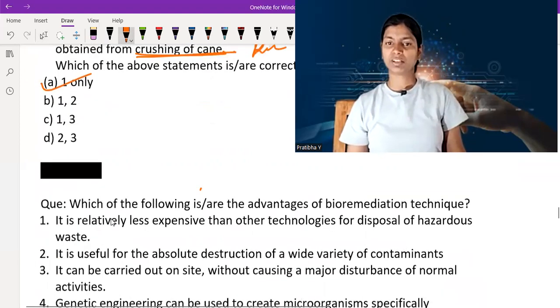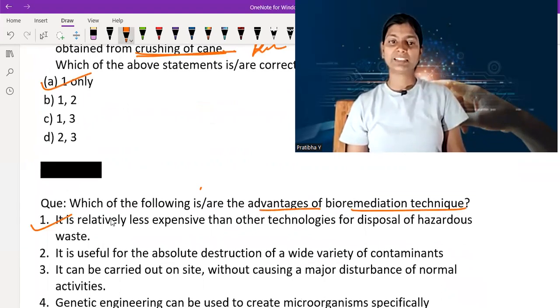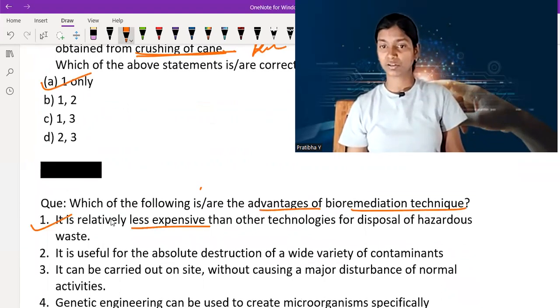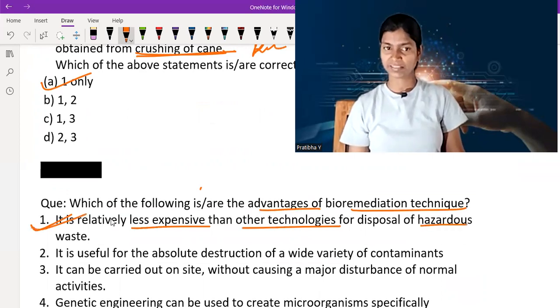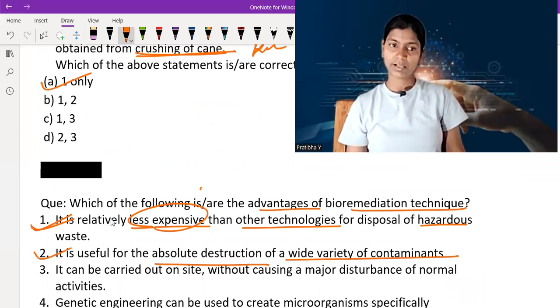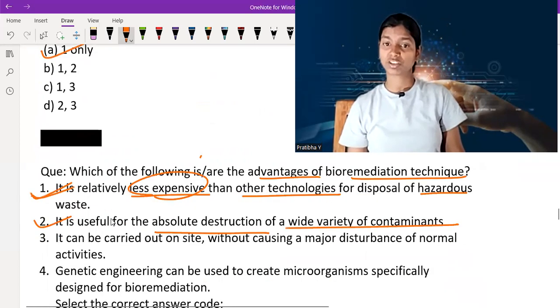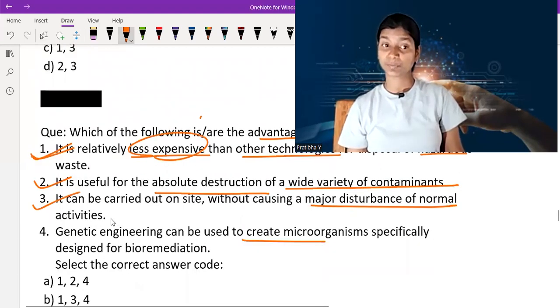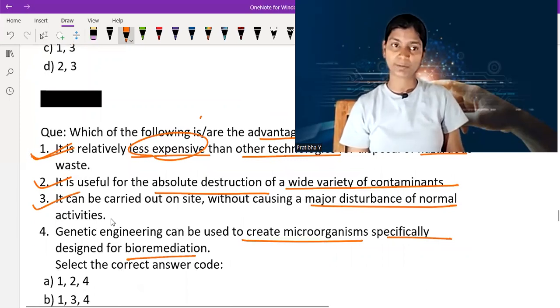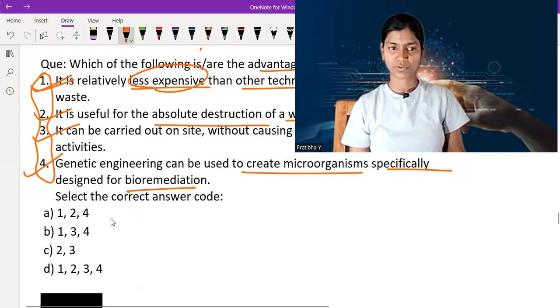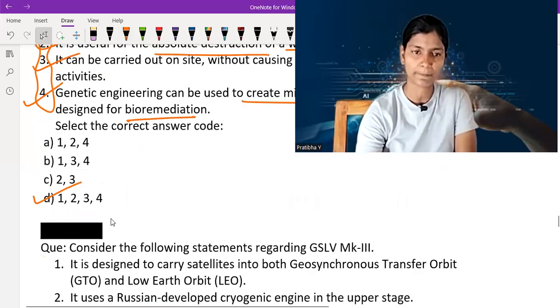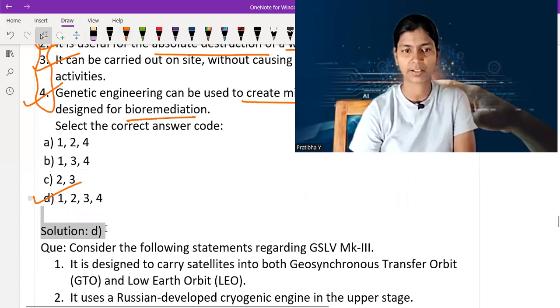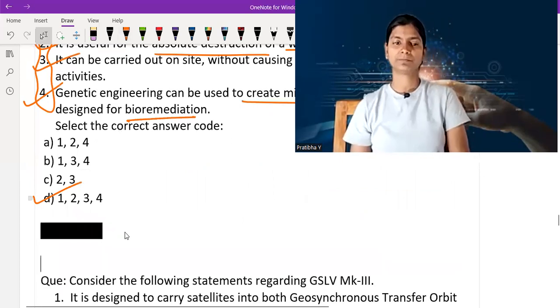Which of the following are the advantages of bioremediation? One, it is relatively less expensive than other technologies for disposal of hazardous waste. Yes, it is less expensive. Two, it is useful for the absolute destruction of a wide variety of contaminants. Three, it can be carried out on site without causing major disruption. Four, genetic engineering can be used to create microorganisms designed for bioremediation. Yes, all the statements are correct. So option D is correct. Just check if we're on the right path or not. Option D is correct. Now let's move on to the next question.